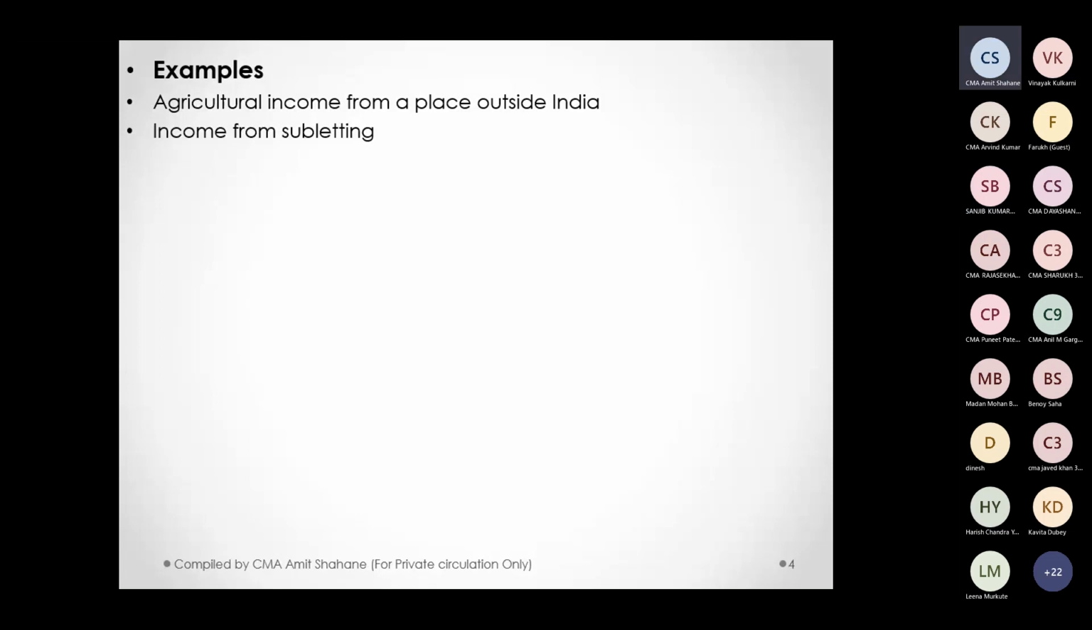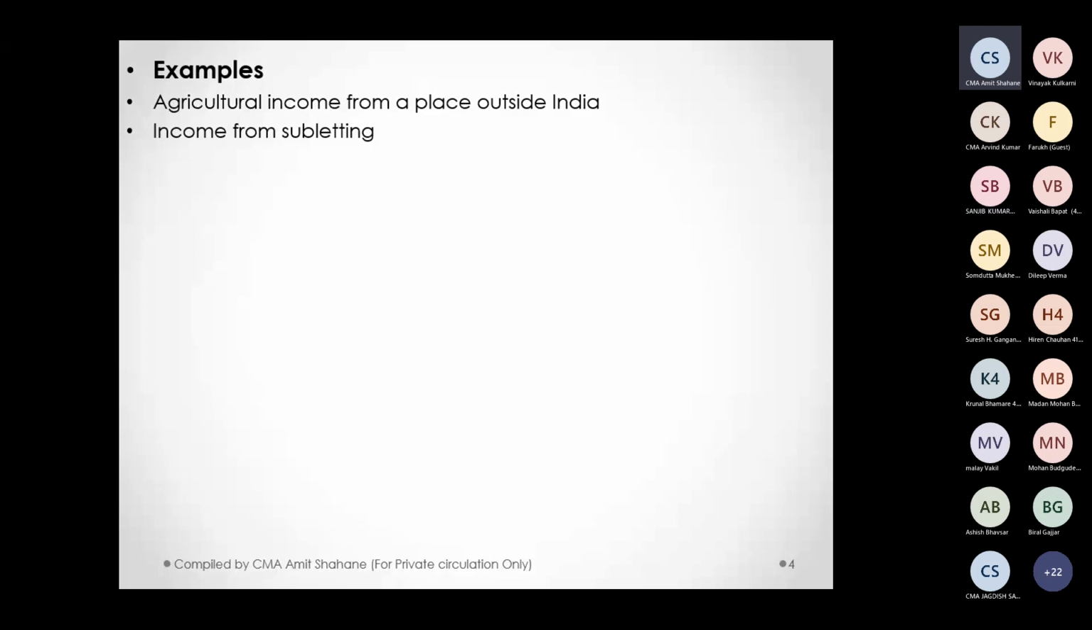No. What I'm trying to say is, suppose it is your regular business to buy a property and give it on rent, or to take a property on lease and in turn sublease that property. If it is your regular business, then it will be chargeable under the head income from business or profession.